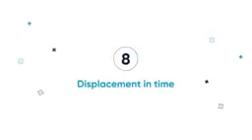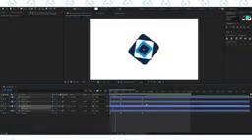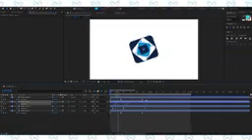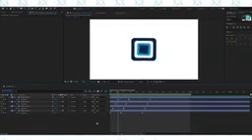Displacement in time. If several objects repeat the exact same movement in the scene, I usually offset them a little in time, so that they don't move like boring robots unless I want them to. This always brings a bit more life to animation.